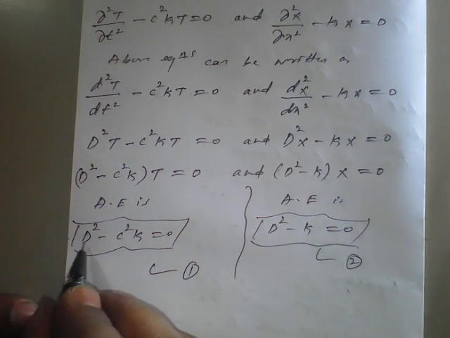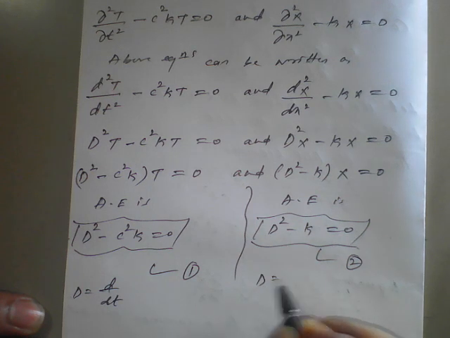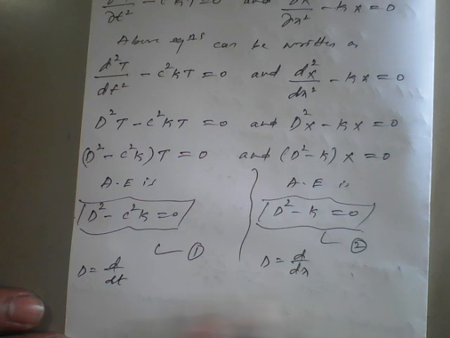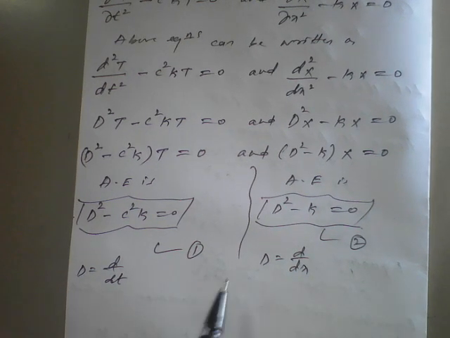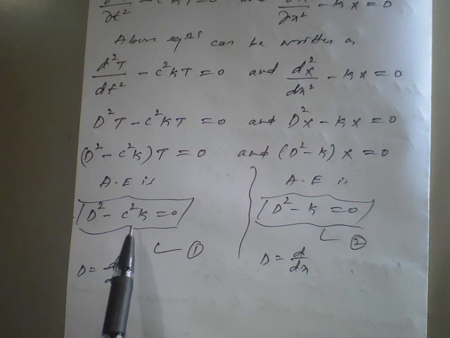But see that here capital D stands for d by dt, and here capital D stands for d by dx. Okay, so by keeping these two in mind, we need to find the roots by giving the values for k as 0, plus p square, minus p square, in the form of 3 cases, and we have to complete the solution here. So now case number 1.